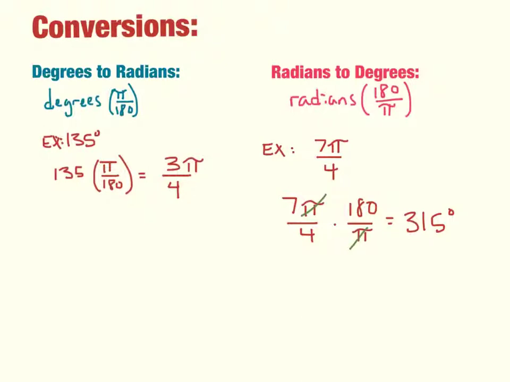So, to sum it back up, if degrees to radians, you're pretty much just dividing by 180, and radians to degrees, you're multiplying by 180. And you're either introducing a pi or the pi's are going away.